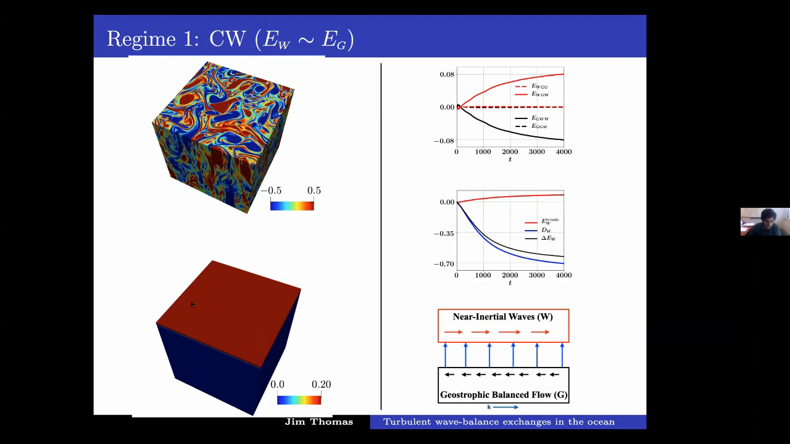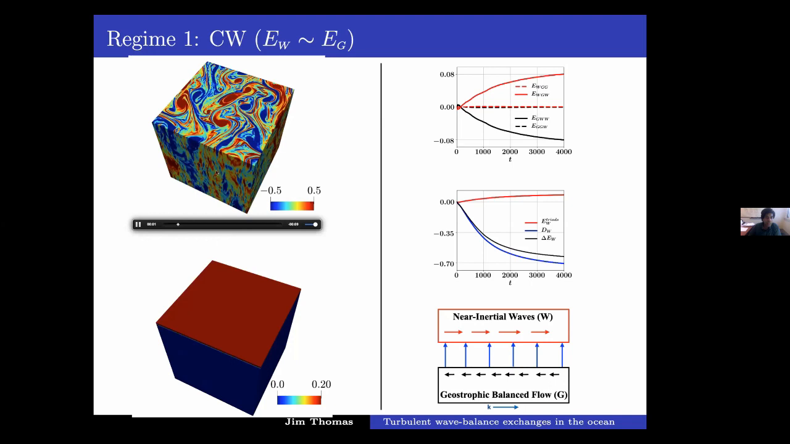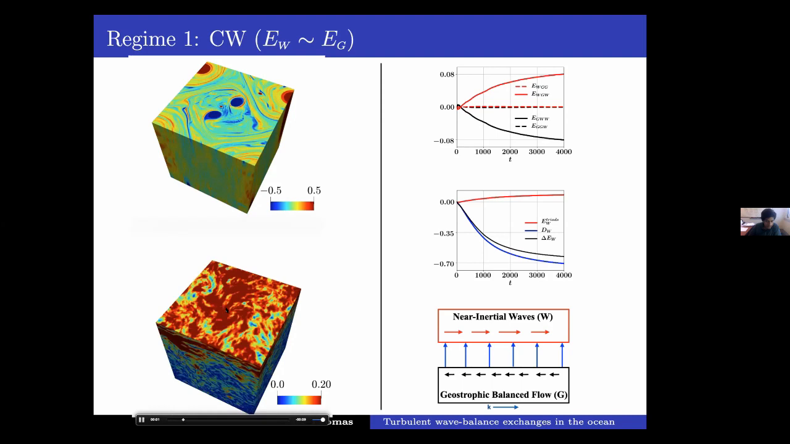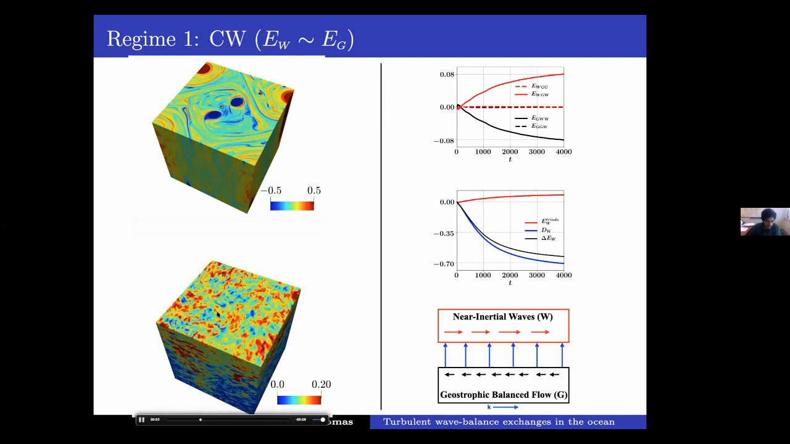So all the wave energy is initially in the upper ocean, the top 100 meters, and this is the vorticity field. When I run this, you will see these vortices merge and they keep getting bigger with time. This is the inverse energy cascade seen in geostrophic turbulence. And when I play the wave movie, you will see these waves acquire smaller horizontal scales and propagate vertically.